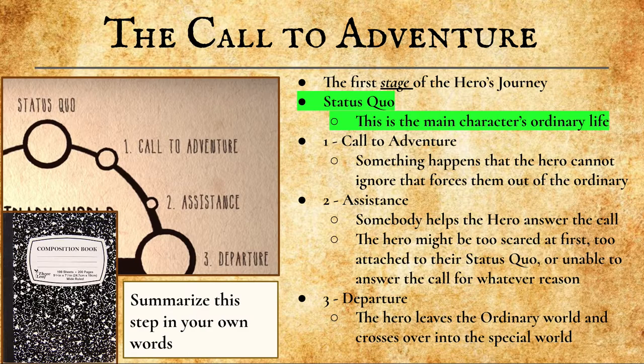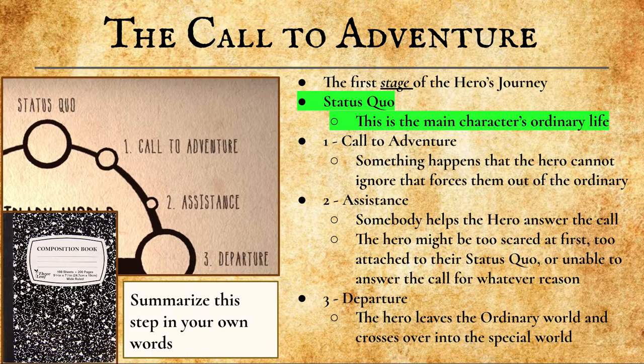And one thing you need to know is about the status quo. This is the main character's ordinary life. So what you're going to do now is in your Reader Writer notebook, you're going to summarize status quo in your own words. And again, this is just anything that is the main character's ordinary world. What is their day-to-day life before anything special or particularly interesting happens? Pause the video now.